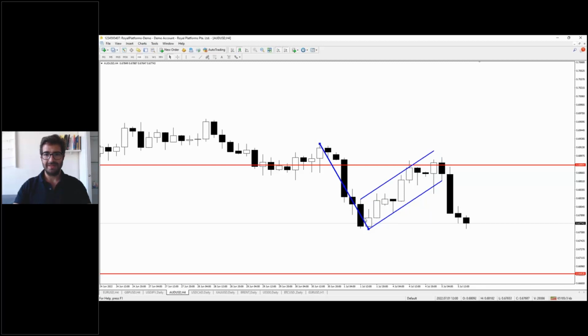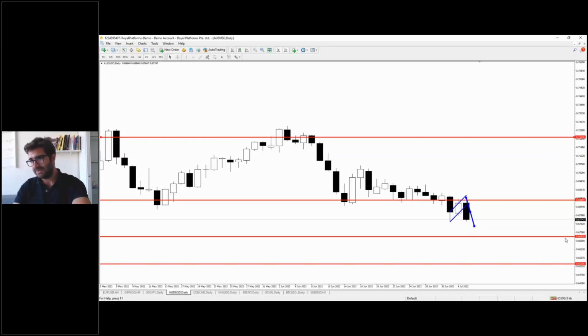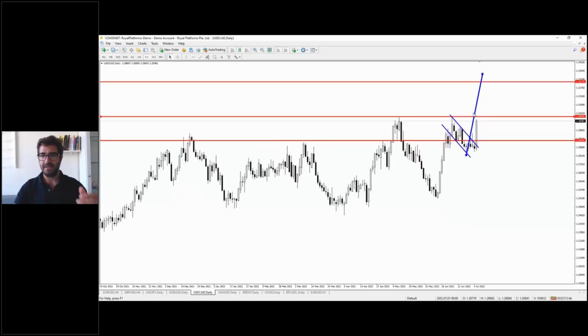So this is, let's say, the impulsive wave correction. The ABCD structure says the AB should be equal to the CD. So the CD is the new impulsive wave after this correction. So most probably the first stop could be this one here as a short term, but for long term I will insist that it might reach the 0.6628 or 82, sorry.